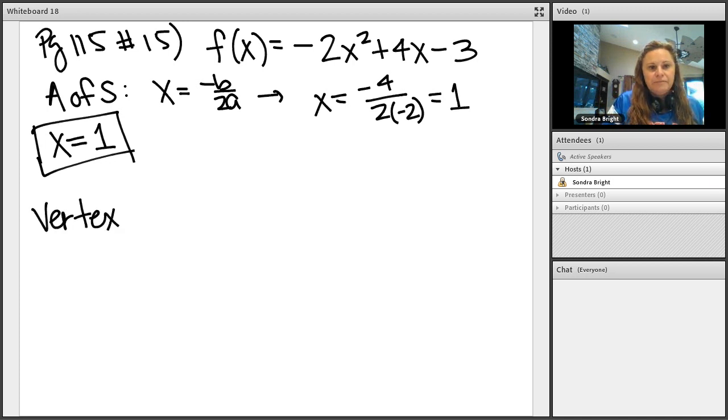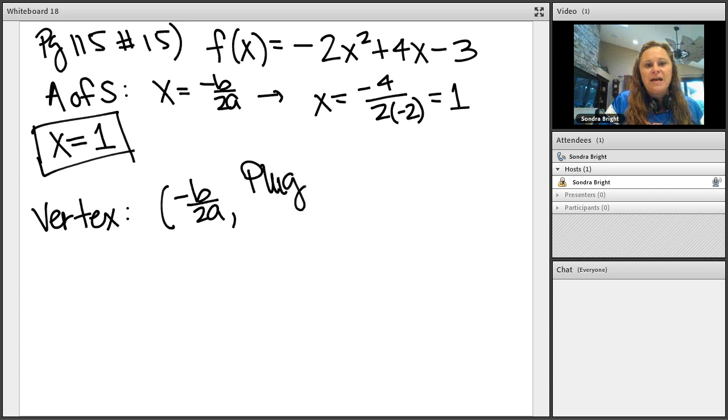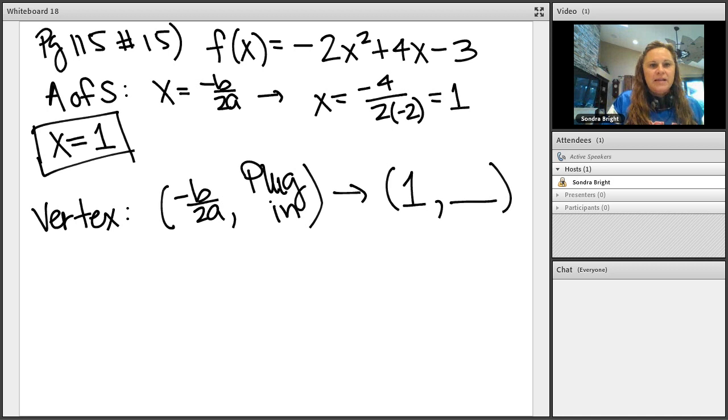It needs to be a line. The vertex, the x part of the vertex is going to be the exact same value you just found for the axis of symmetry, so the negative b over 2a we just found. And then you're going to plug that value in and solve for y to get the y part. So we just found that 1 is the x part. I need to find the y part. And so I'm going to plug it in.